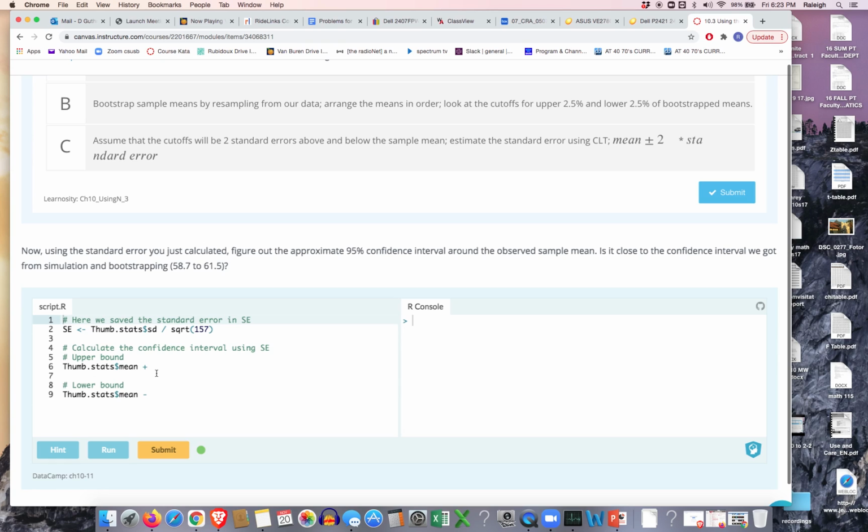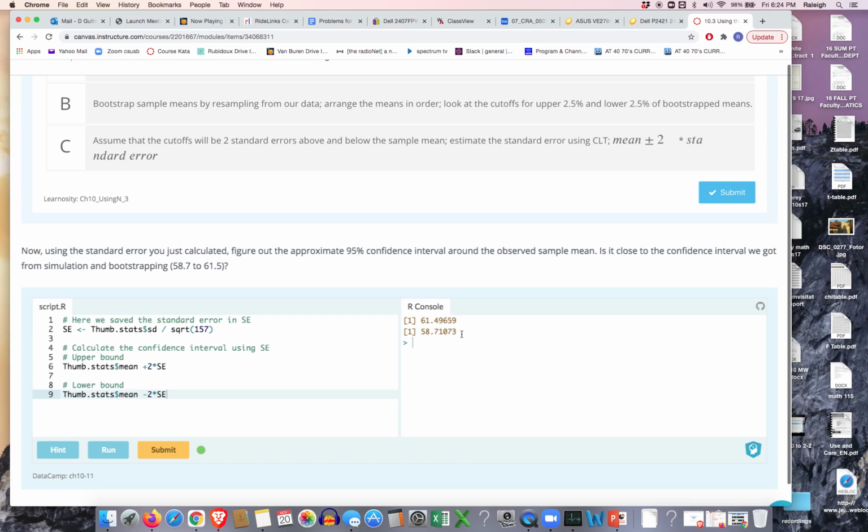Thumb.stats$mean plus, we need to put in 2 of the standard errors. And notice here's where they call it SE. So I botched that one up. Let's just put in 2 times asterisk SE. And then subtract the same. Subtract 2 times SE. And let's run that and see what we get. This is about 58.7 to 61.5.